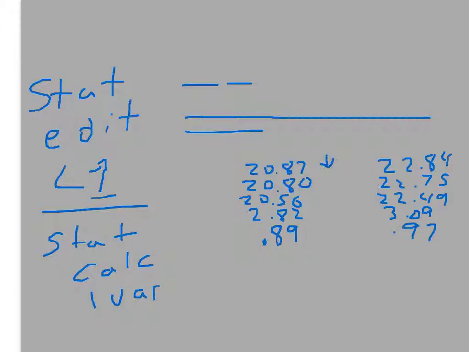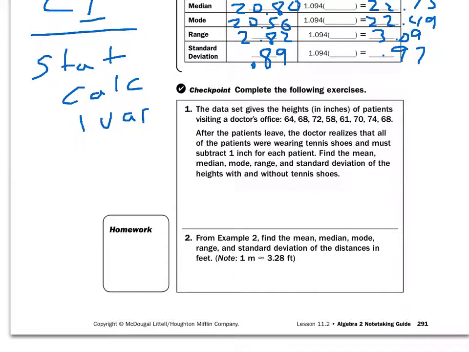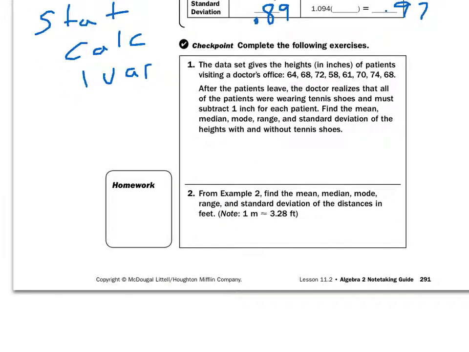Go ahead and pause and do the checkpoint and try to do the calculator thing where you put it all in your calculator and see how you do. All right, that was the buzzer. Let's take a look.